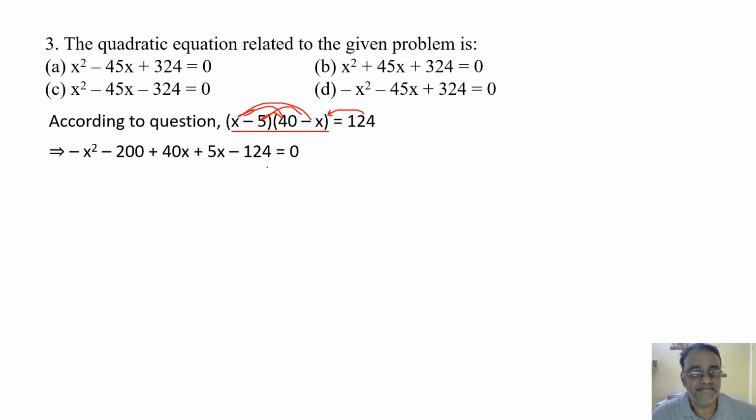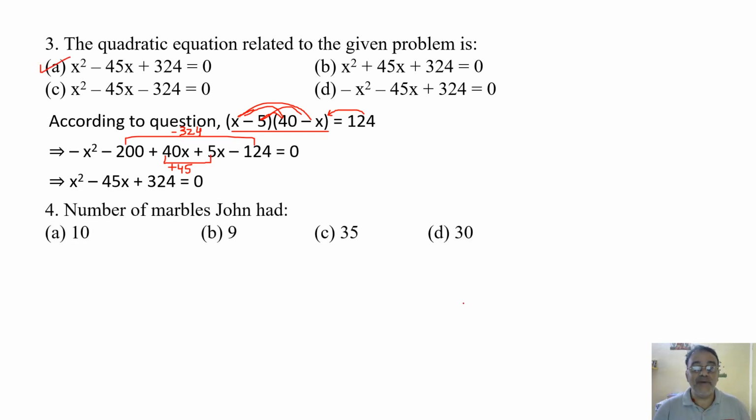This step is clear? Yes, sir. Right. So now we are getting here plus 45x, and minus 200 minus 124 will be minus 324. Okay. Now since the coefficient of x square is minus, we will multiply everything by minus. So we are getting x square minus 45x plus 324 is equal to 0. This is the required quadratic equation. Which option is the correct one? Option A. Option A, right.